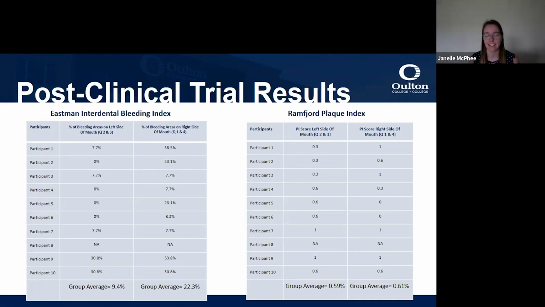We then looked at Ranford plaque index next, and the left side of the mouth, which was the side that we spool flossed, had a group average of 0.59%, which was down from the 0.98% we had at the first appointment with our patients. And then the right side of the mouth for PI, which was the side we oral irrigated, had a 0.61% final, which was again down from the 1.15% we had at the first appointment, but not as drastic as we've seen with the spool flossing. So with the data and the stats that we collected, we decided that spool flossing had the better results.